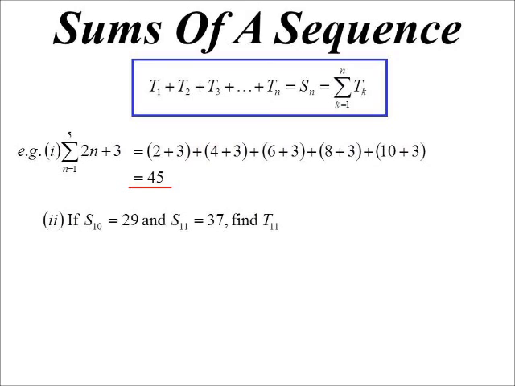Now, they've told us that the sum to 10 terms is 29, the sum to 11 terms is 37. They want us to find the 11th term. If you think about it logically, well, hang on. If I know the sum to 11 and I know the sum to 10, the difference between them must be the 11th term, because I've simply added the 11th term on to get the sum to 11. So I can substitute in, so the 11th term must have been 8.